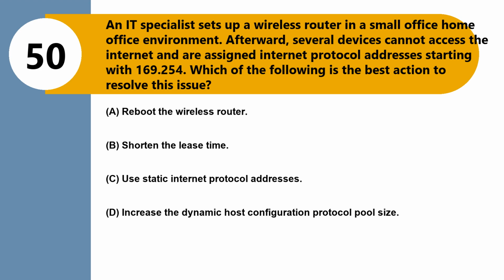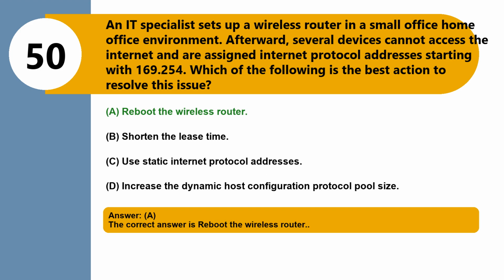Question 50. An IT specialist sets up a wireless router in a small home office environment. Afterward, several devices cannot access the internet and are assigned internet protocol addresses starting with 169.254. Which of the following is the best action to resolve this issue? Option A, reboot the wireless router. Option B, shorten the lease time. Option C, use static internet protocol addresses. Option D, increase the dynamic host configuration protocol pool size. The correct answer is option A, reboot the wireless router.